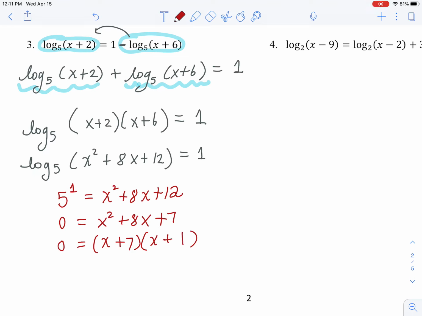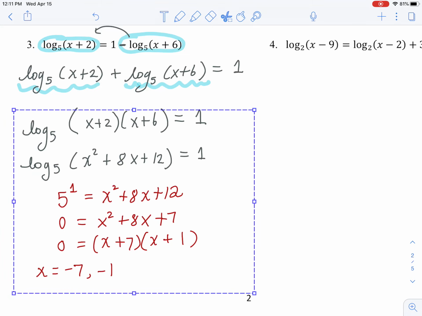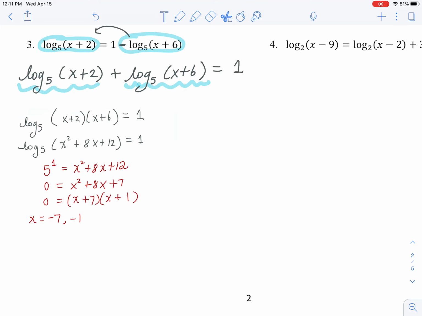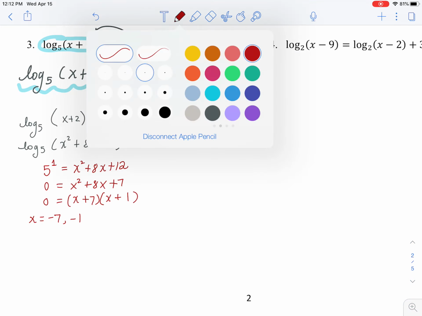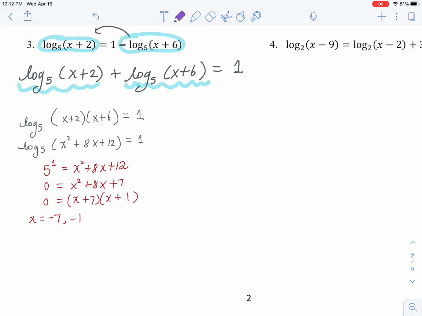I'm so happy. We can say x plus 7 times x plus 1 is the factor form. So we got that x equals -7 and -1 are, I should say, potential solutions for right now. Because take a look, we gotta check these two answers separately. I'm going to go ahead and plug in these answers into the original equation and show you that one of them is actually not a real solution. It's going to be an extraneous solution.